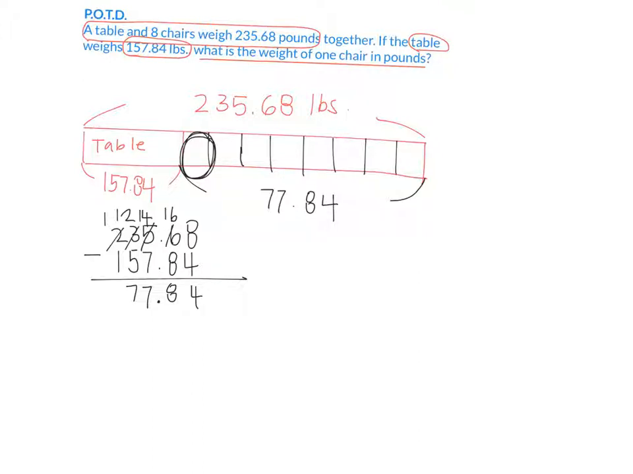77.84. Good. So I can take 77.84. That's going to, the whole always lives in the house. How many groups am I trying to split that into? 8. So that's what's knocking on the door. Very good. What's my biggest unit here?